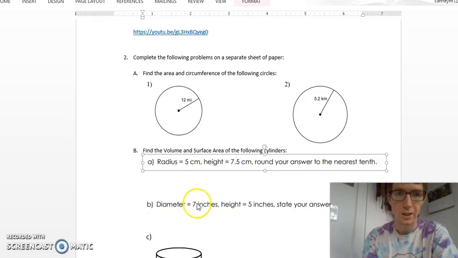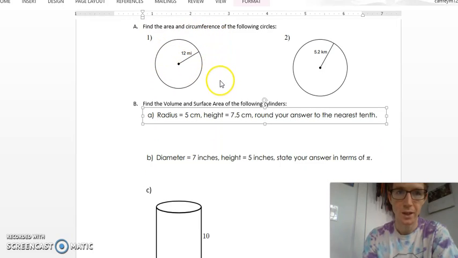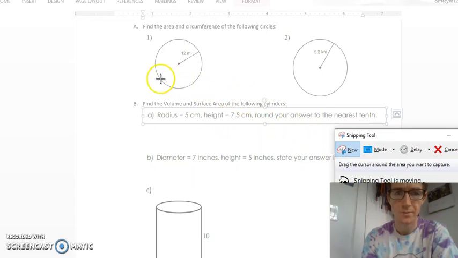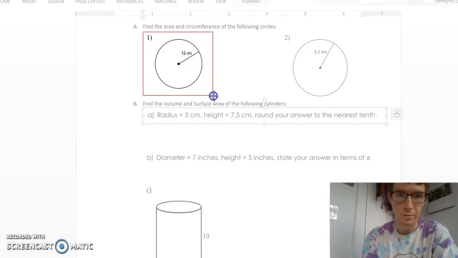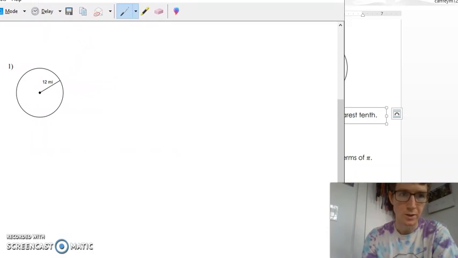Let's see. So what I'm going to do first is I'm going to help you guys do number one here, finding the area and the circumference of this circle. And hopefully do it relatively quickly. We actually did cover this before school went out for the coronavirus. We did this before, so I don't want to spend too much time on it. But it's important to understand it because it kind of gives us the basis of both volume and surface area.